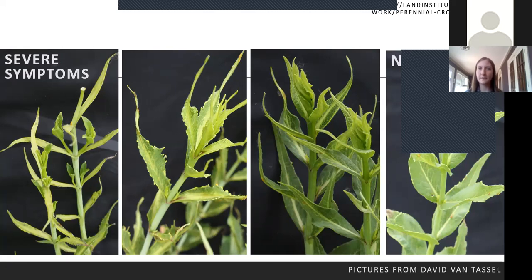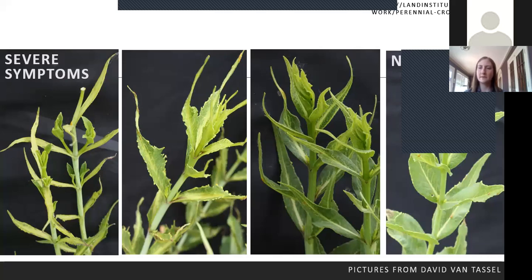And so initially we thought it might be caused by a nutrient deficiency or drought or flooding. But we did some nutrient testing and didn't find anything to be deficient. And the pattern that we saw, these symptoms were not really consistent with drought or flooding.